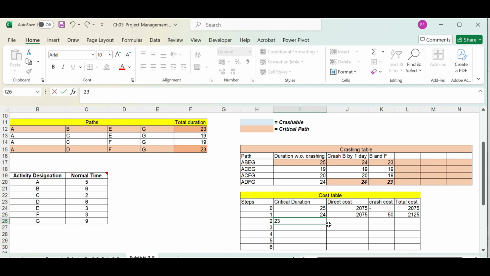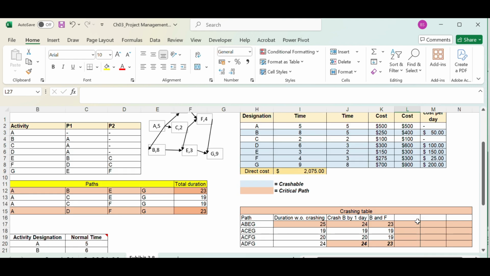The total critical path duration is 23. The direct cost is 2075 and the crashing cost is 125 because it's 50 plus 25 plus 50. So that is 125. This is the 50 plus the new 50 plus 25. That is 125. Now the total is 2200. Okay.